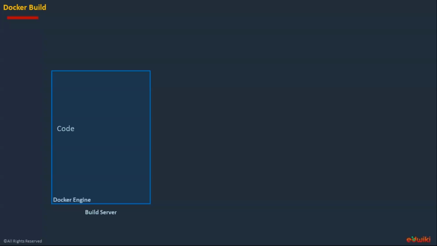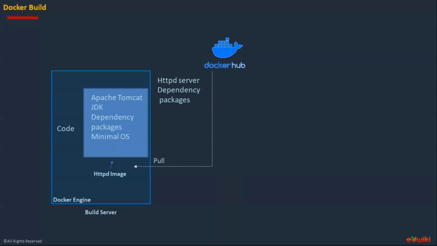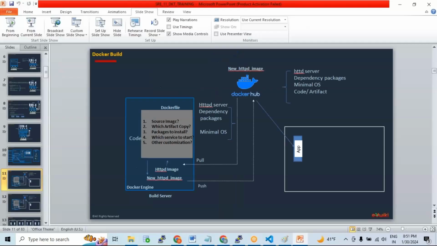In the build server, I have the Docker engine installed, which is running currently. Then I need to go and take the image from the Docker Hub. If you take a default HTTP image, as I said, the HTTP server and the dependency packages all come in, right? Why is the Tomcat coming there?